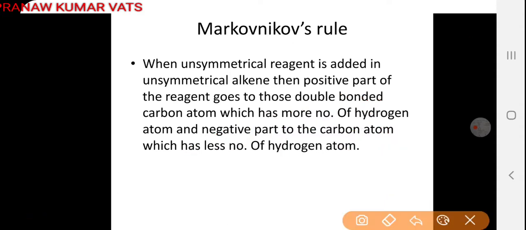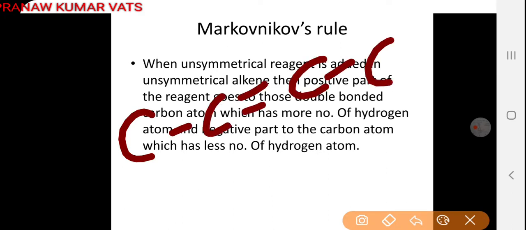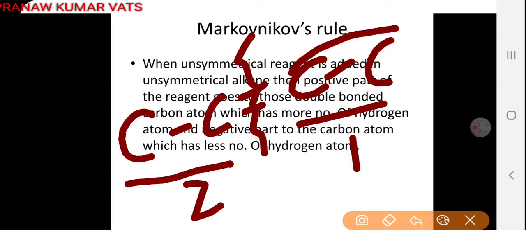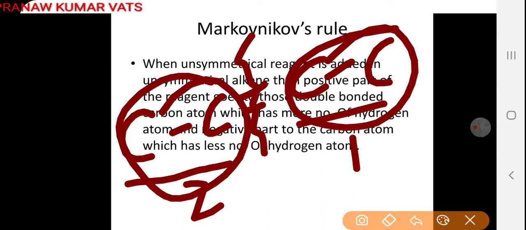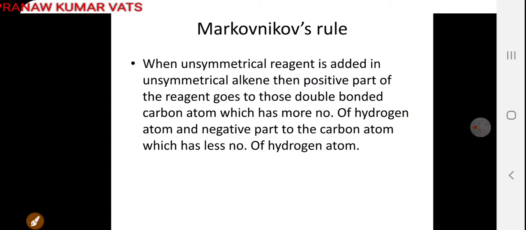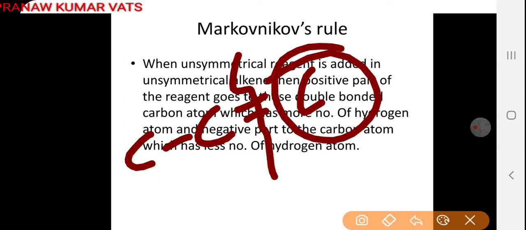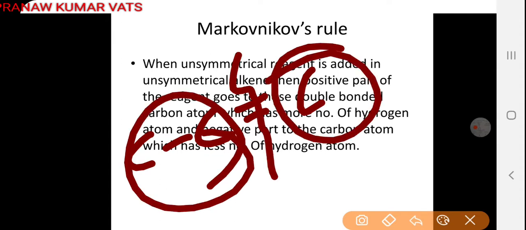Unsymmetrical alkene means, suppose we take this carbon atom, this is a symmetrical alkene. Why symmetrical? Because if you divide this molecule across the double bond, you get similar fragments. One fragment, this is the second, both are similar fragments. Why? It contains a 2 carbon atom chain, and it also contains a 2 carbon atom chain. So this is a symmetrical alkene. But when we talk about an unsymmetrical alkene, if you divide from here, you get a fragment of 1 carbon atom here, and here you get a fragment of 2 carbon atoms. So this is an unsymmetrical alkene.